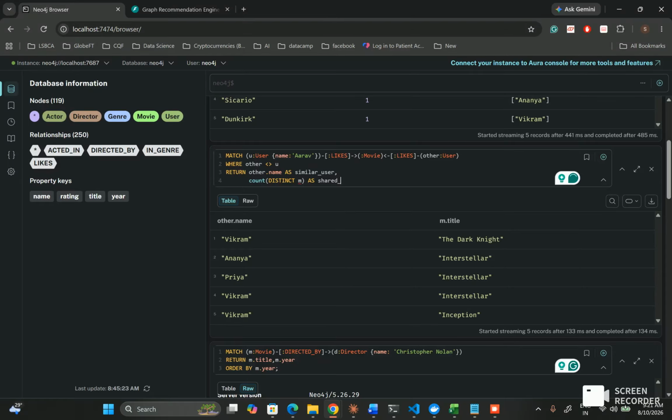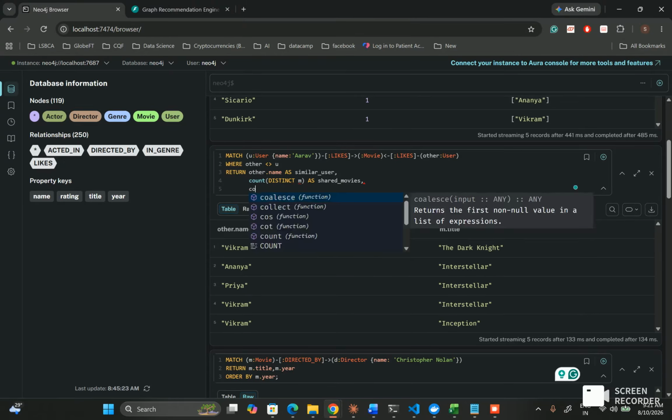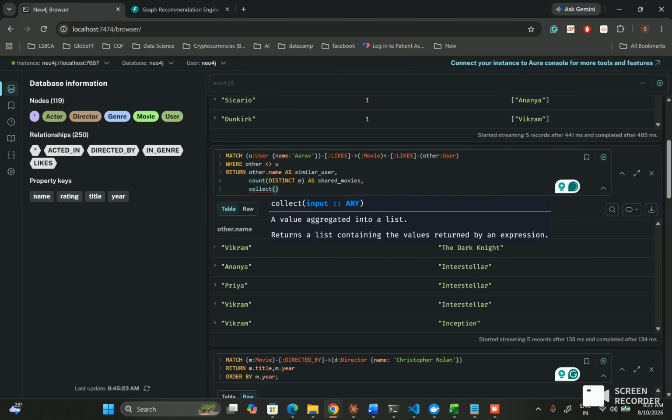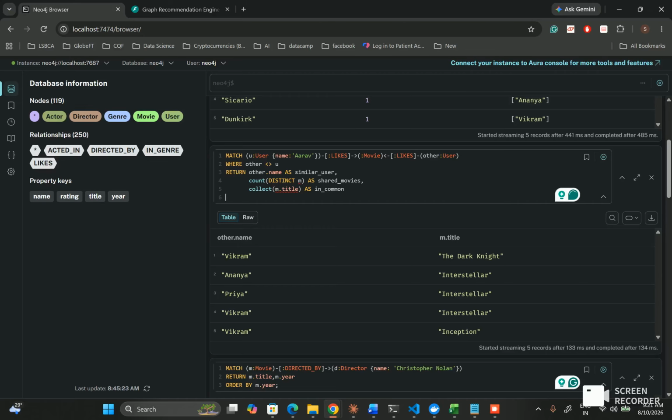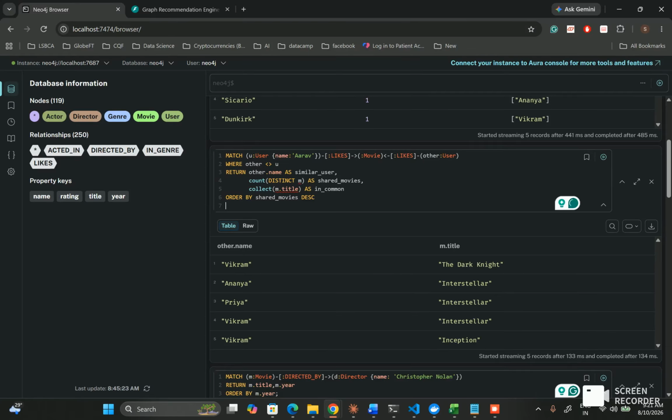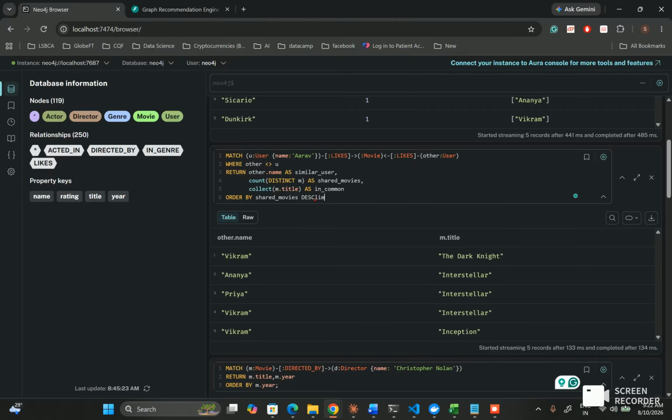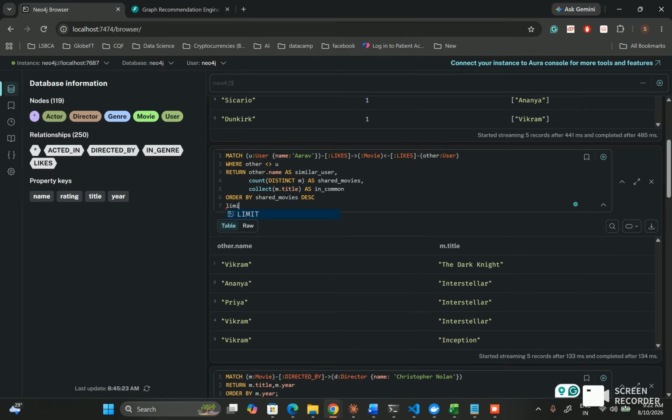AS shared, movies, collect(m.title) AS in_common, ORDER BY shared_movies DESC, LIMIT 5.